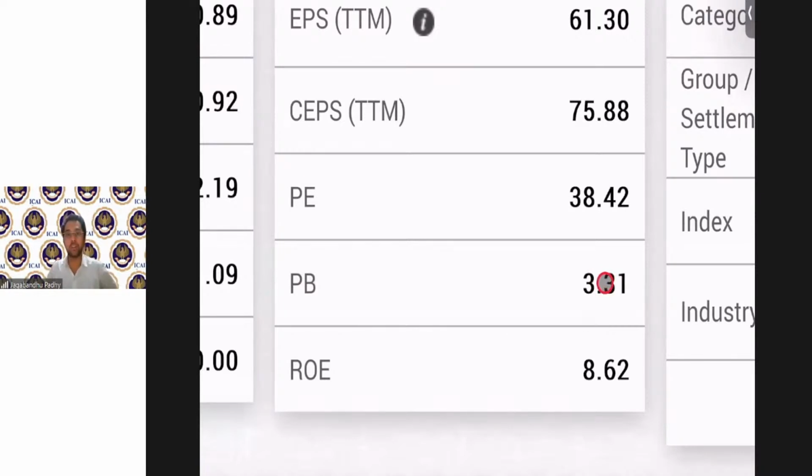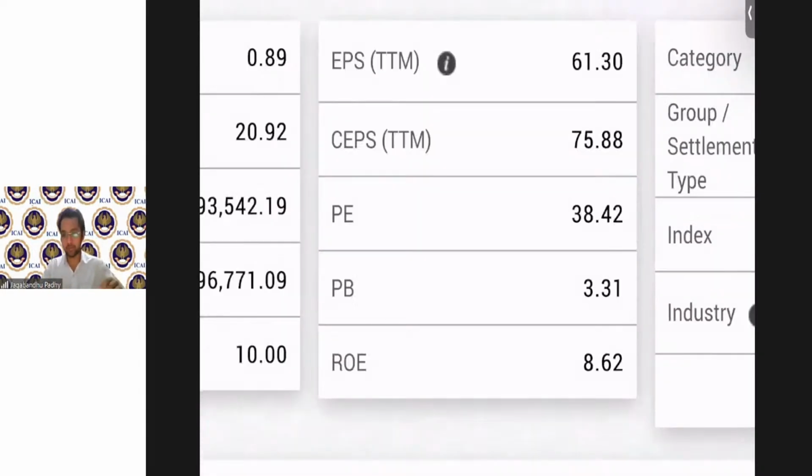What does this 3.32 indicate? This 3.32 indicates that this typical company has a market value which is triple its book value. It means whatever is the value of the share in their books of accounts, the market price is actually triple that.